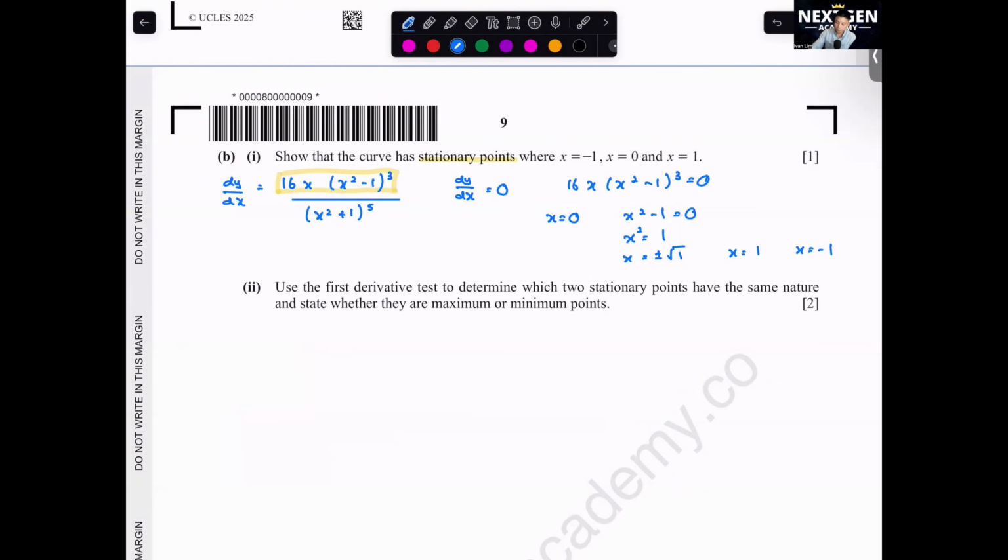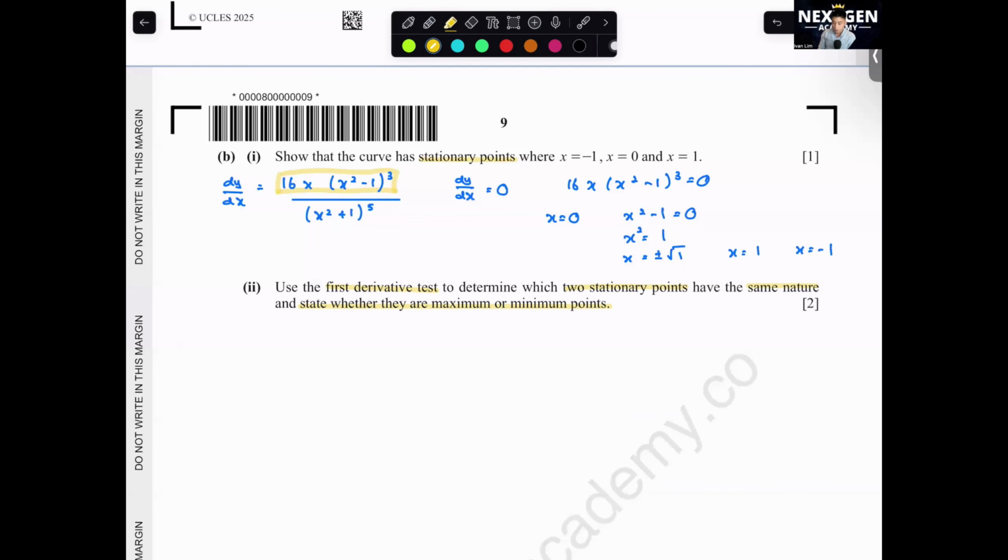They say use the first derivative test to determine which 2 stationary points have the same nature and state whether they are maximum or minimum points. Normally for nature, what do we use to prove? We normally use the second derivative test, right? Which is d squared y over dx squared. But how do we do the first derivative test?